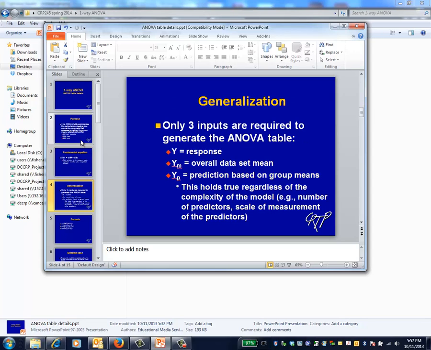Only three quantities are required to create an ANOVA table. The observed value of the outcome will differ from observation to observation. There will be a single mean of that outcome variable for the entire data set. The predicted values will depend on the group, each observation within a group having the same predicted value. These same quantities will be required for ANOVA tables for more complex models. Indeed, the only thing that will change is the formula used to calculate the predicted value.